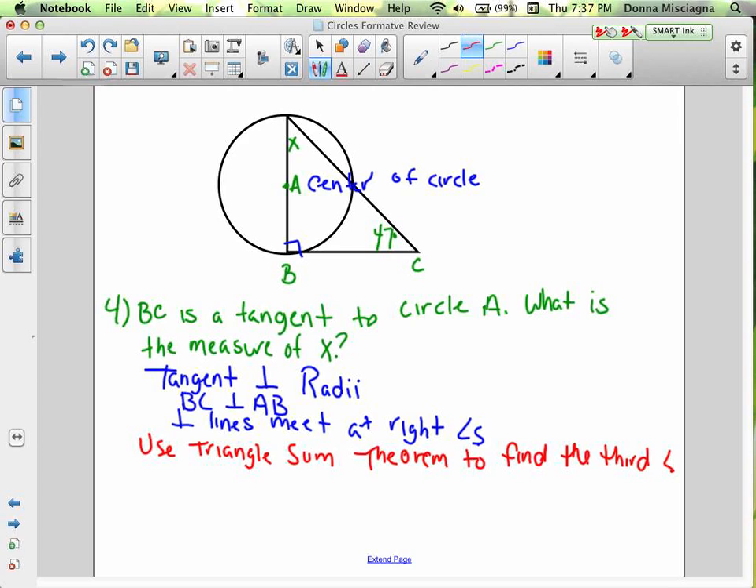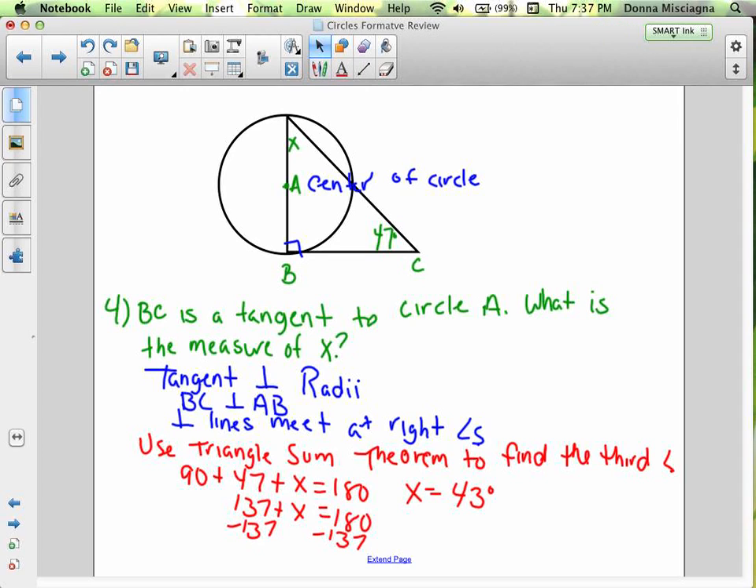Right, so we have 90 plus 47 plus x equals 180. 90 plus 47 is 137. If we subtract 137 from both sides, we have x equals 43 degrees. And that's the measure of x. Right, so here it wasn't a very difficult problem to solve. You just had to remember that radii and tangents are perpendicular. That's a right angle, and then just add your angles up and set them equal to 180 and solve.